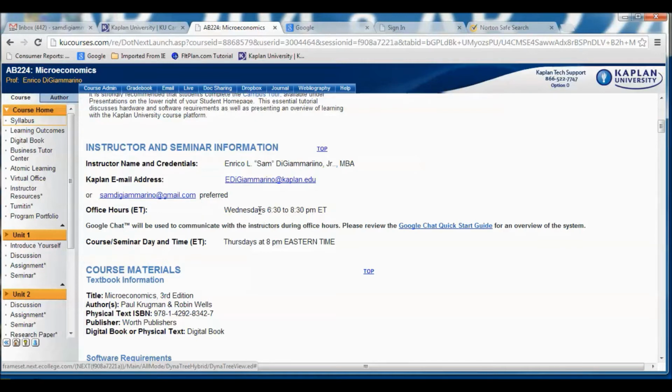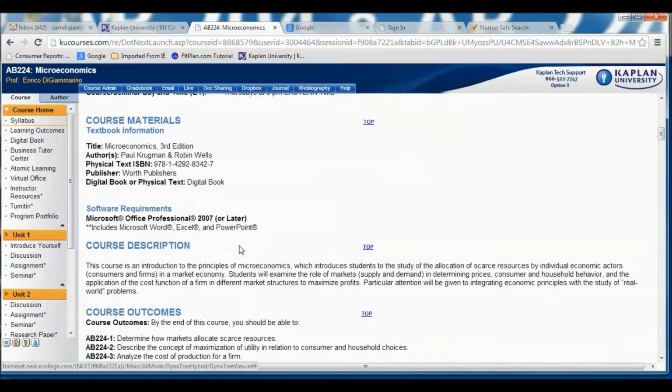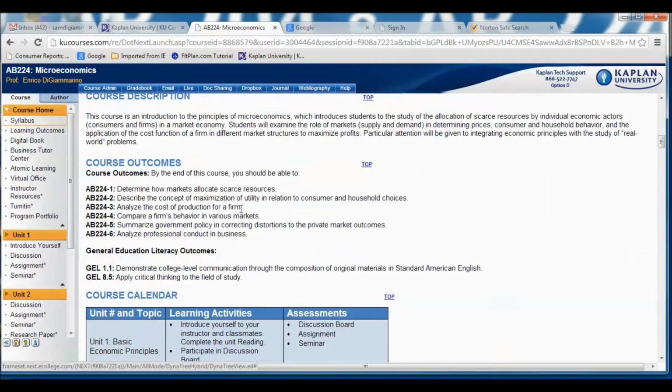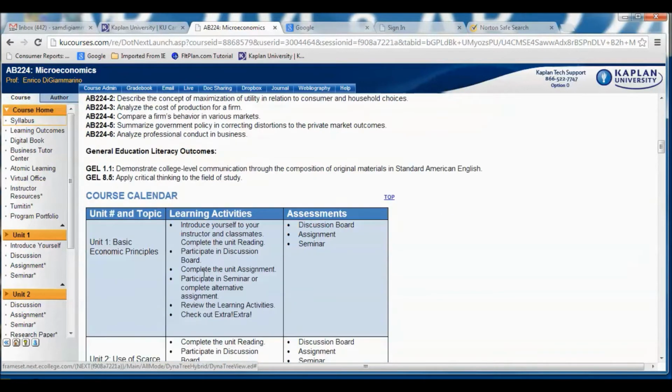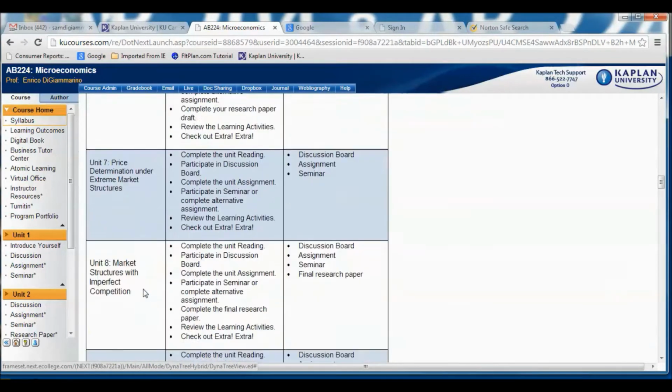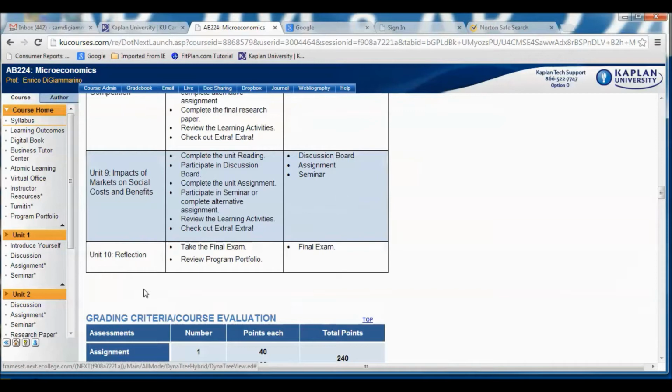Now, in addition to that, we have what my office hours are, and I'll show you that in a minute when we go to the virtual office. And we have our seminar time. Now, a few other important things that you'll want to look at as you go through the syllabus. What are we trying to accomplish in this course? Well, these are the course outcomes that we're looking for, including our general education literacy outcomes. We have it broken down by unit, so you can scroll through that. I'm not going to take time to go through it with you now.